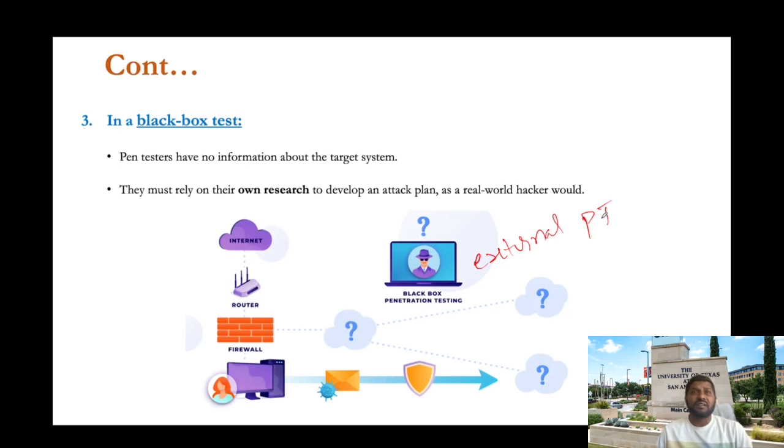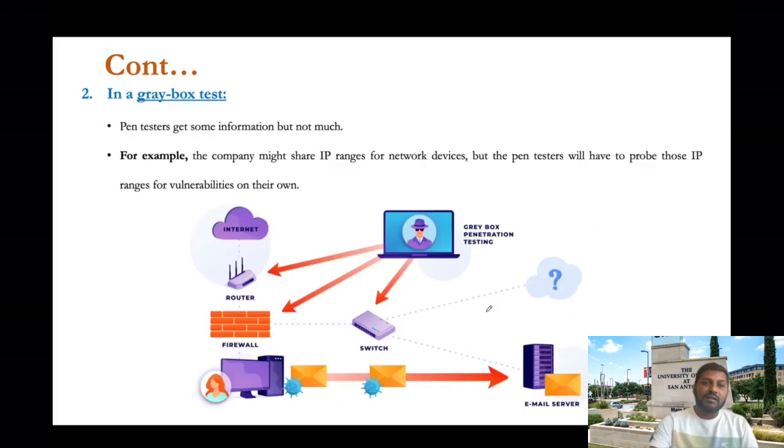Then we can simply say that the pen testers have no information about the target system, but they must rely on their own research to develop an attack plan like real world hackers. The third one is the gray box test. In a gray box test, the pen testers get some information about the systems, but not much.